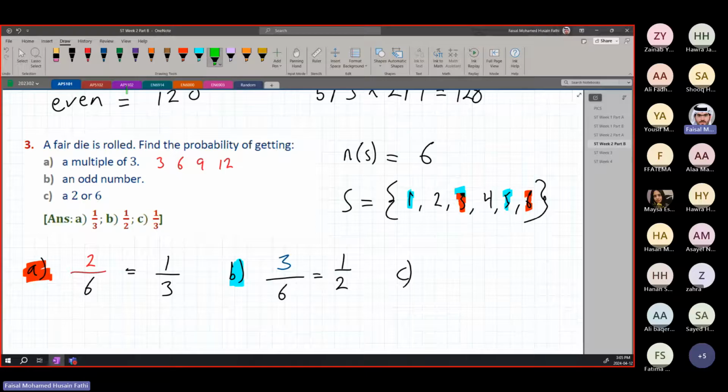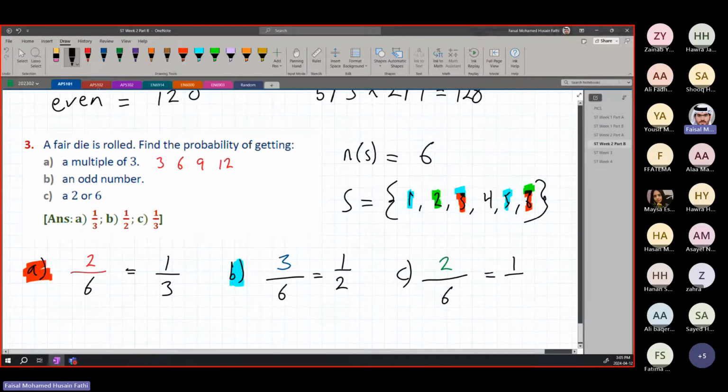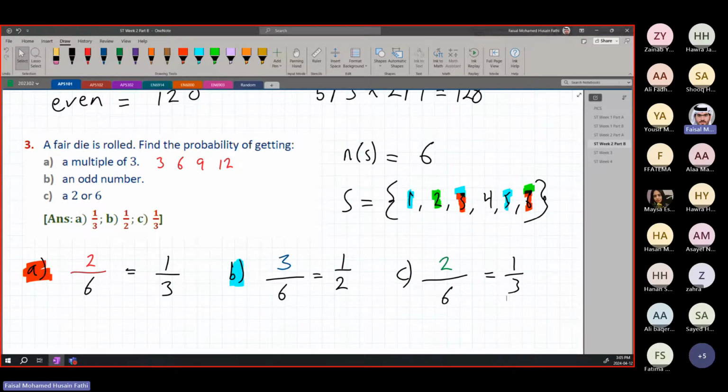And part C says a 2 or a 6. So it's being very direct. So it wants either the number 2 or the number 6. So we have 2 options. We have the number 2 and the number 6, which are the 2 options we have, divided by the total sample space of 6, which is equal to 1 over 3. Very basic, very simple. Okay?